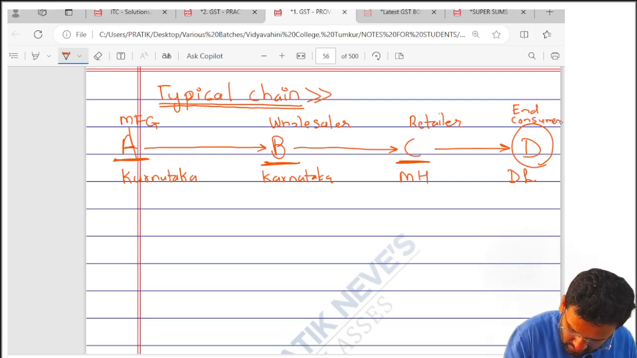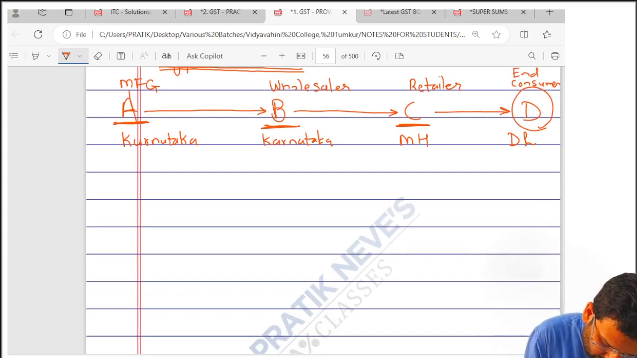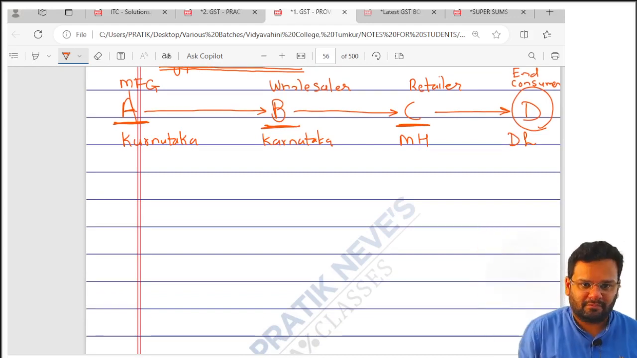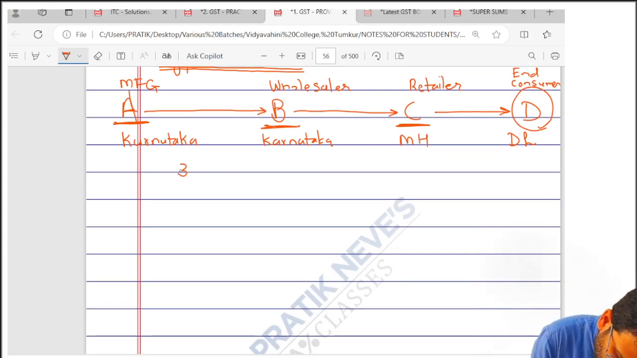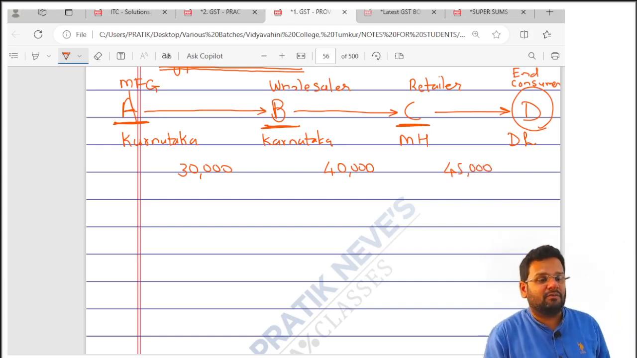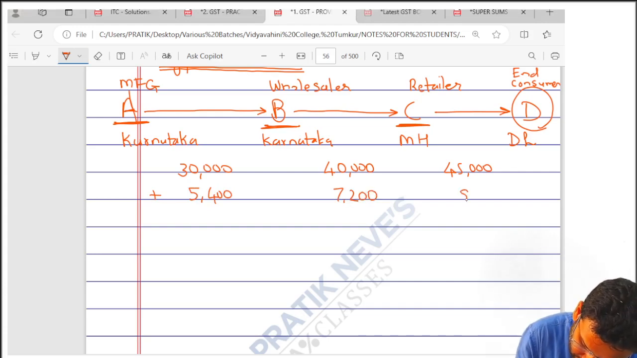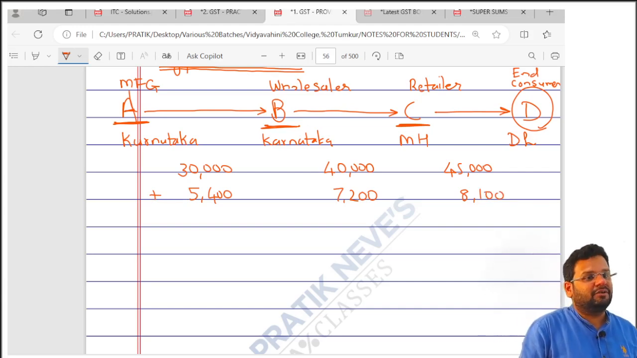Agreed? Please tell me its prices, as taken on day one. This was 30,000. This was 40,000 and this was 45,000. And everywhere GST was 18%. So 5,400, 7,200 and 8,100. End result you know.